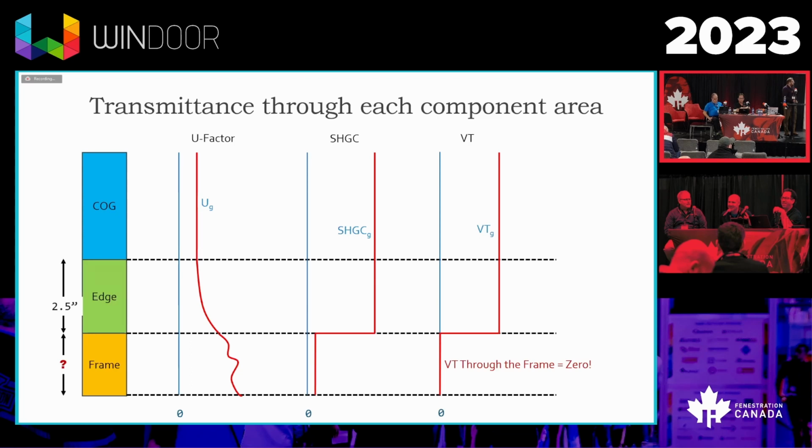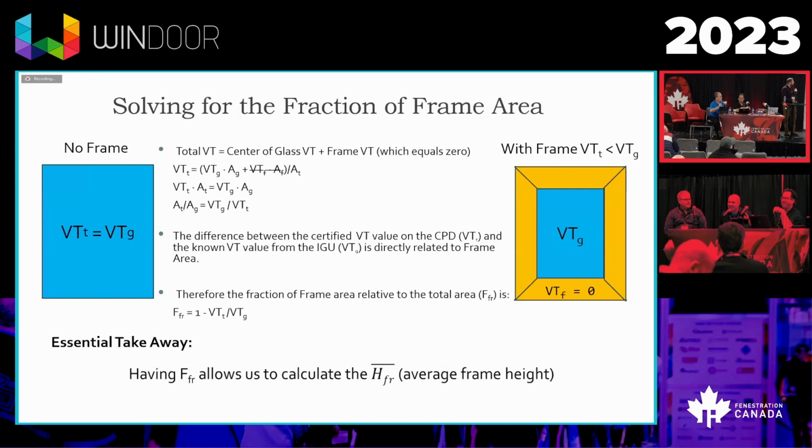But what we have uniquely is this VT value, which is also reported. And this ends up being like our silver bullet, our little secret weapon, because the frame is zero. It affects it not at all. It's only the center of glass and the edge. Until one of you comes up with a translucent frame.